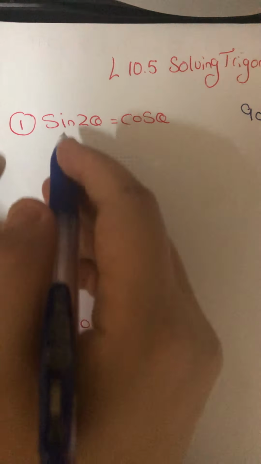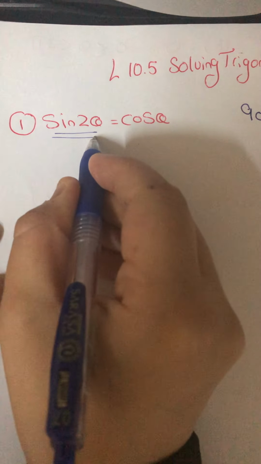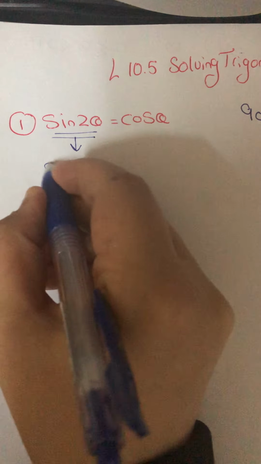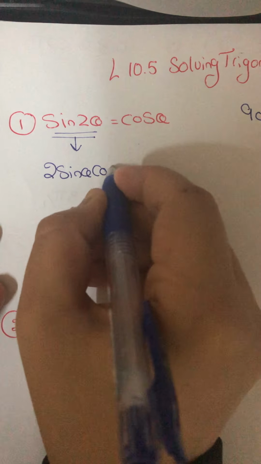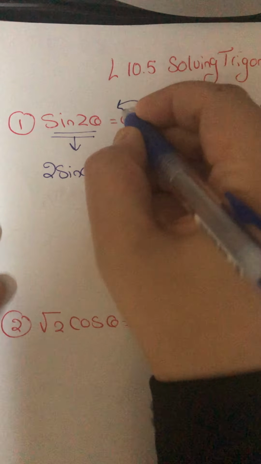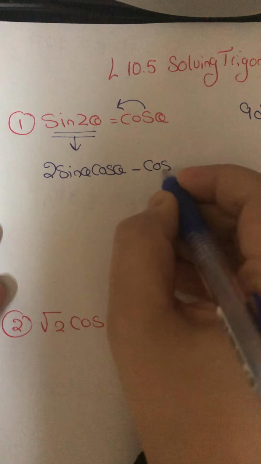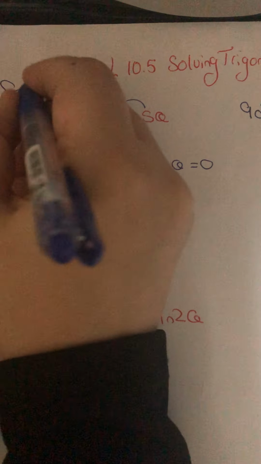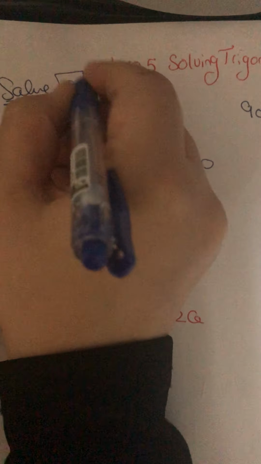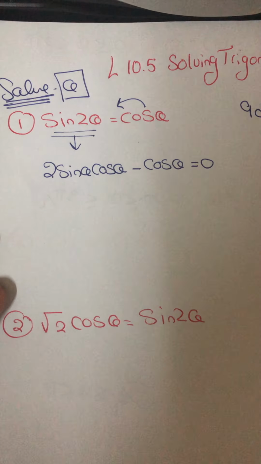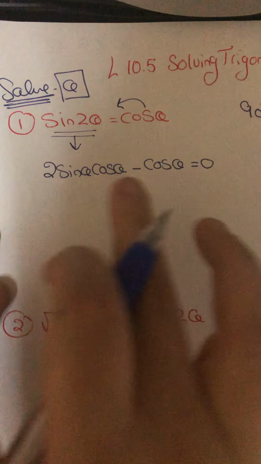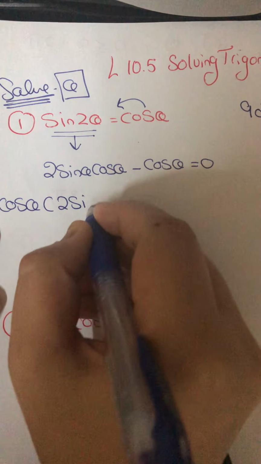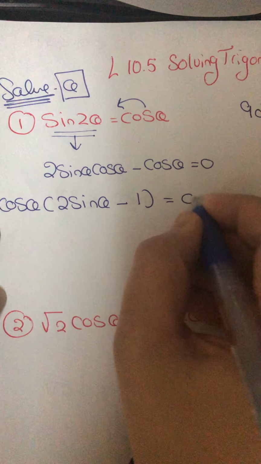I would definitely think of a double angle identity for this one. This one I cannot do anything with, but here I can change this to 2 sine theta cosine theta. And then I think I should take this to the left, so minus cosine theta equals 0. Again, if the question said solve, you will need to find theta. You cannot stop before finding theta, and to find theta, you need to refer to the unit circle. I think taking cosine theta as a common factor is the right step here: 2 sine theta minus 1 equals 0.